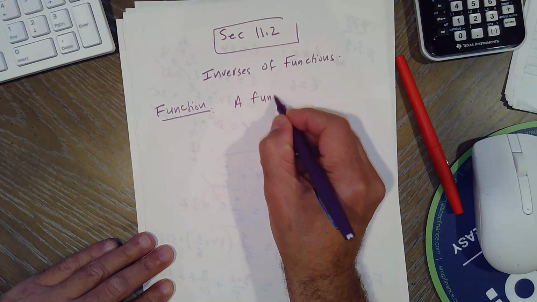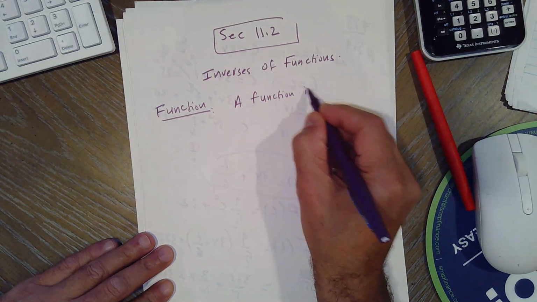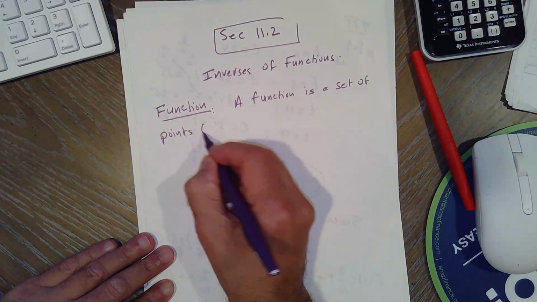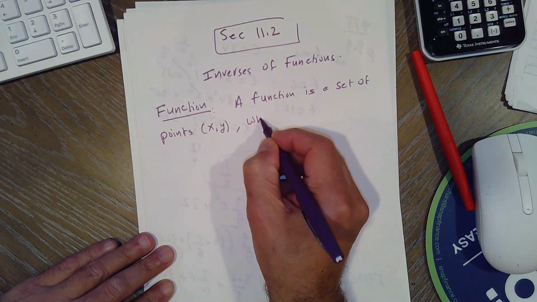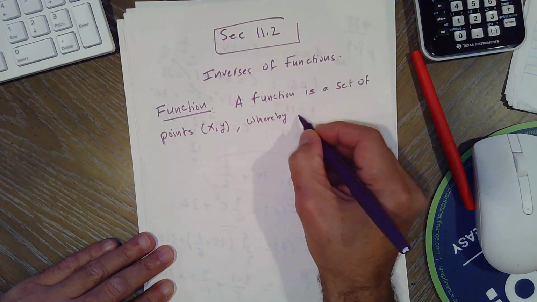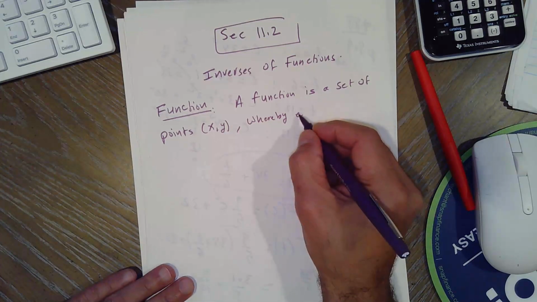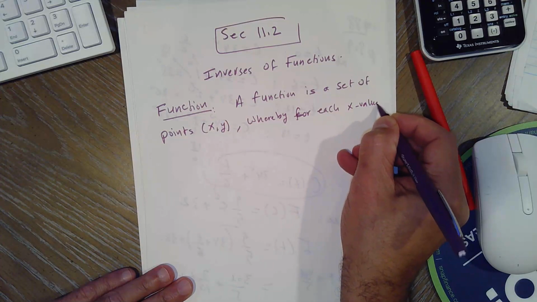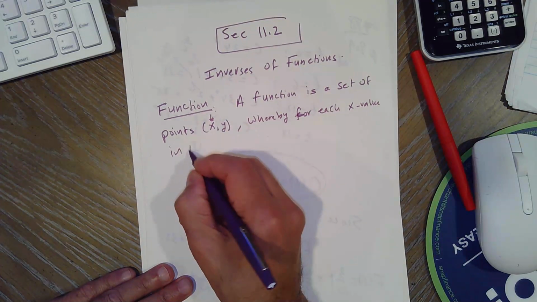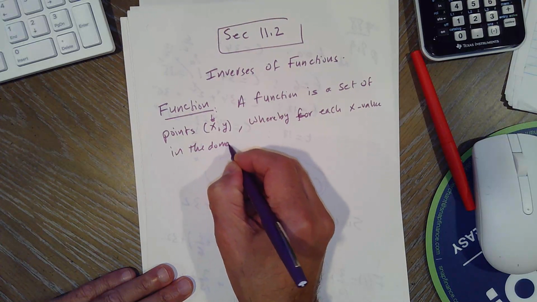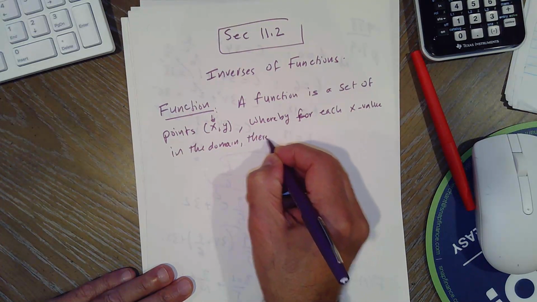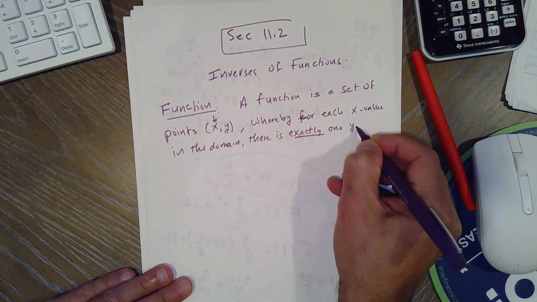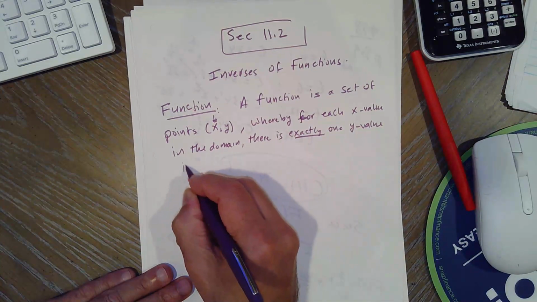A function is a set of points or ordered pairs (x, y), whereby for each x value in the domain, which is the first value, there is exactly one y value in the range.